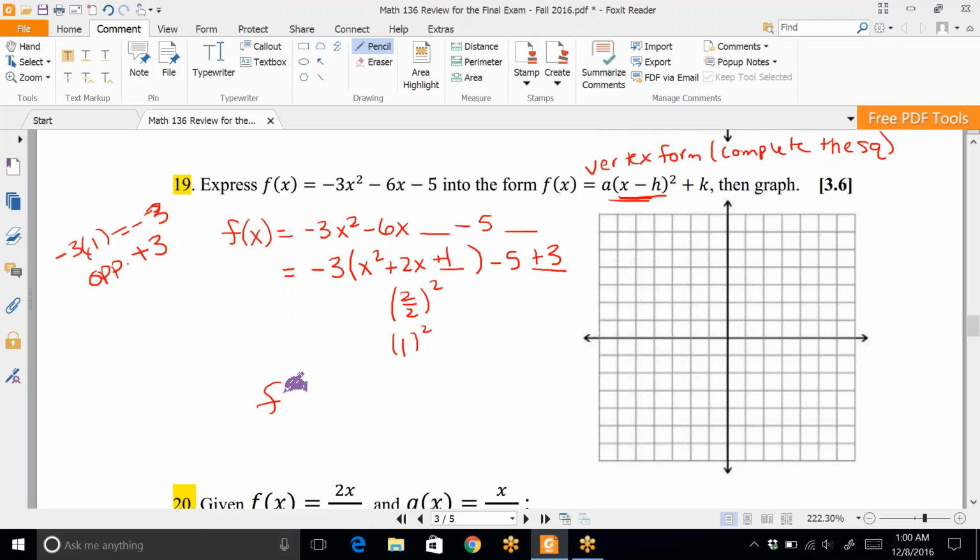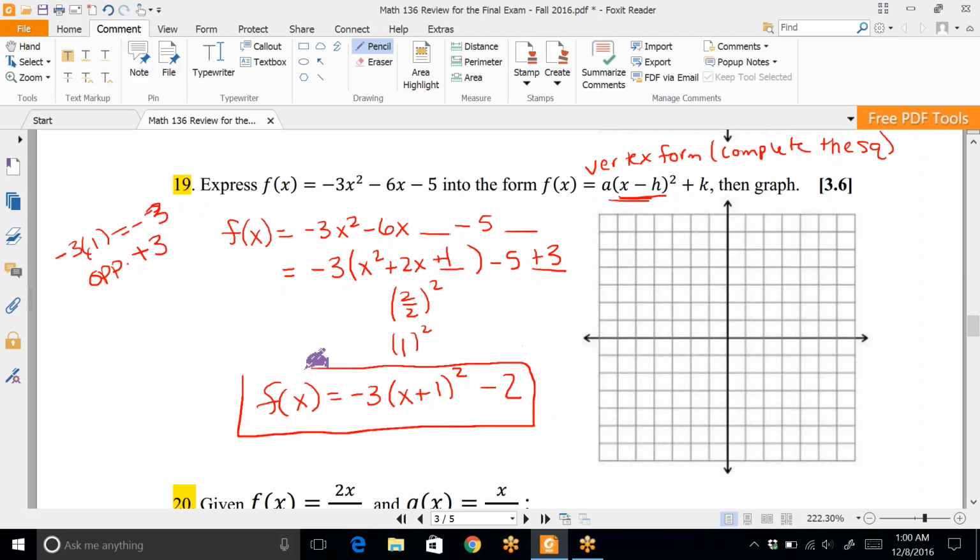So this becomes f of x equals -3. This part factors nicely now in the middle, so this is (x plus 1) squared minus 2. So that's the vertex form. And we need to write the vertex, which is opposite of this sign, so that'd be -1, and exactly the y sign. So this is my vertex.